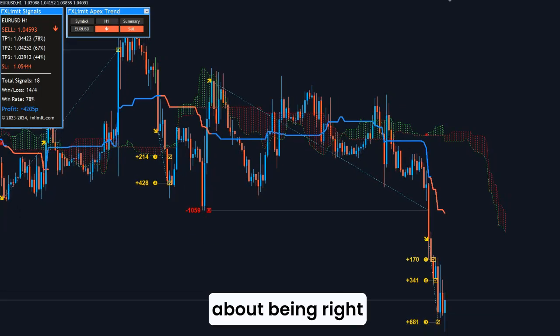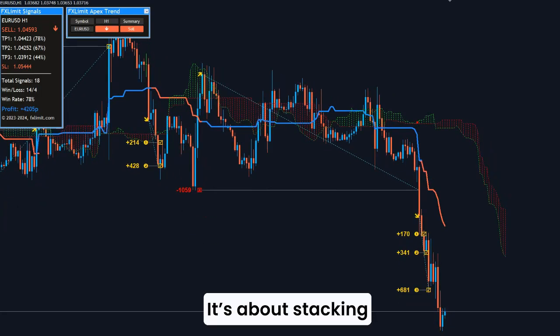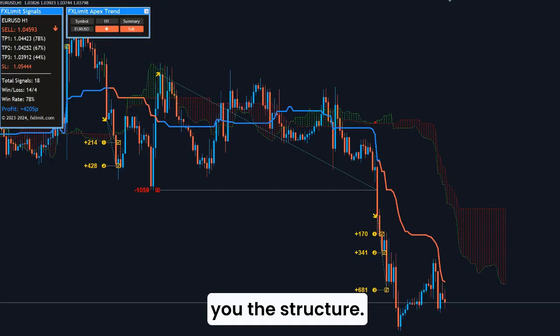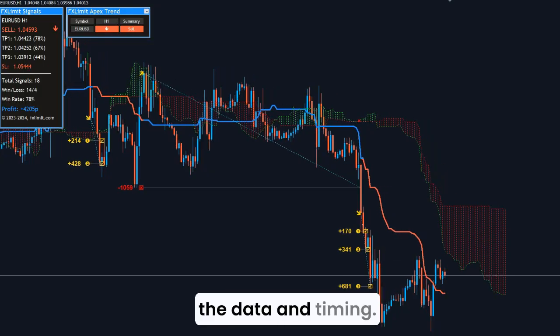Trading isn't about being right all the time. It's about stacking probabilities in your favor. Chart patterns give you the structure. Apex gives you the data and timing.